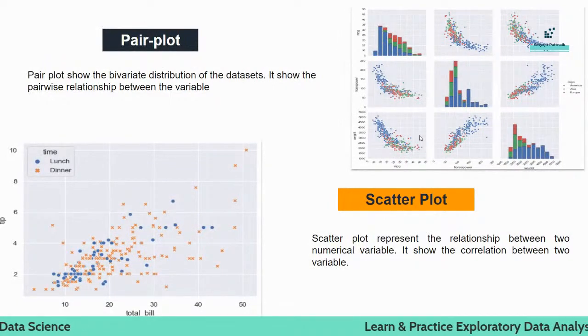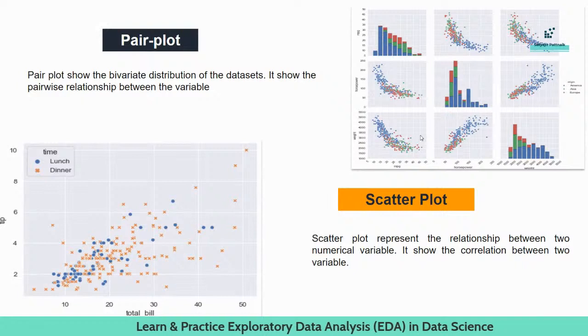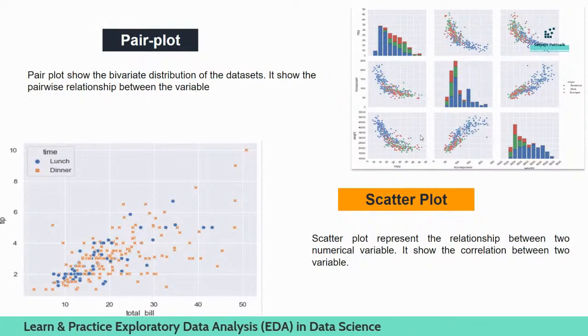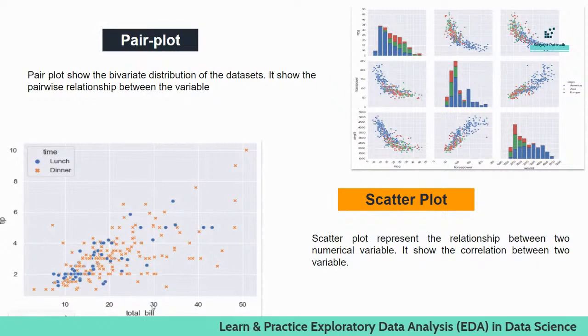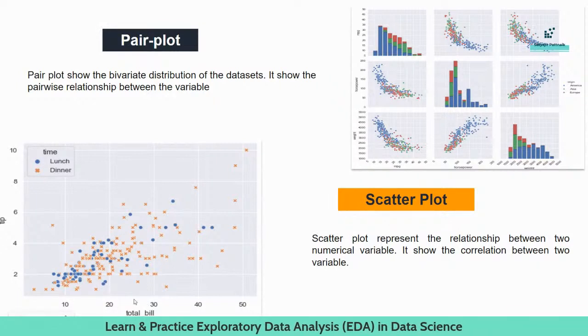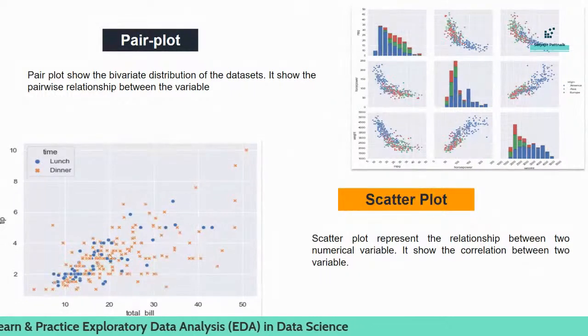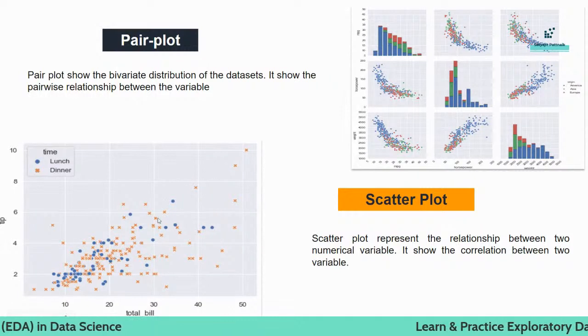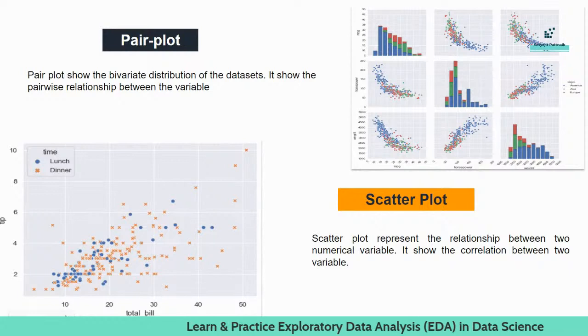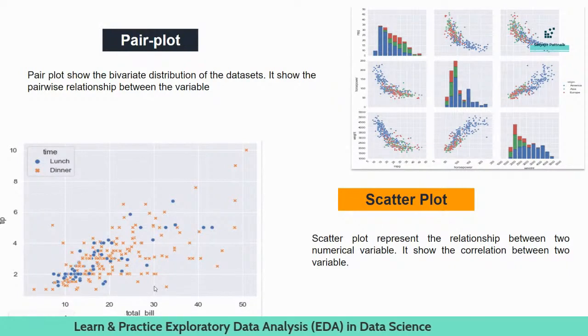Scatter plots, I already explained. The scatter plot represents the relationship between two numerical variables. It shows the correlation between two variables. Now looking at this particular chart, this is tip. On the y-axis we have tip and on the x-axis total bill. You can see the total bill increases. I cannot tell that it is linearly increasing, but I can see an increase in the values of tips as well when it comes to the total bill. So as the total bill increases, the tip also increases.